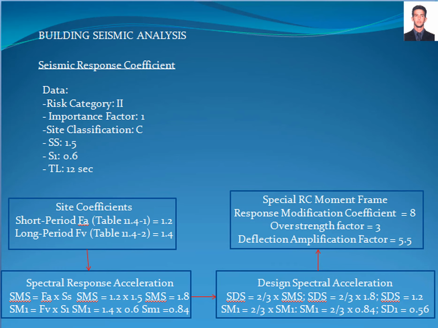In table 12.2-1, knowing that the building design is a special moment resistant frame, we select the proper system, which is special reinforced concrete moment frames, with a value for response modification coefficient of 8, overstrength factor of 3, and deflection amplification factor of 5.5.